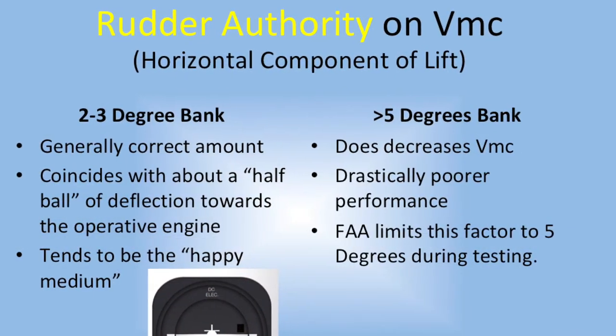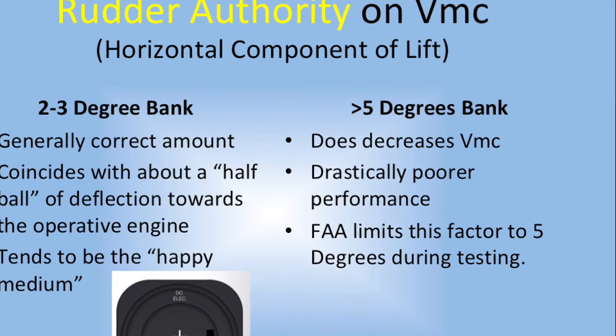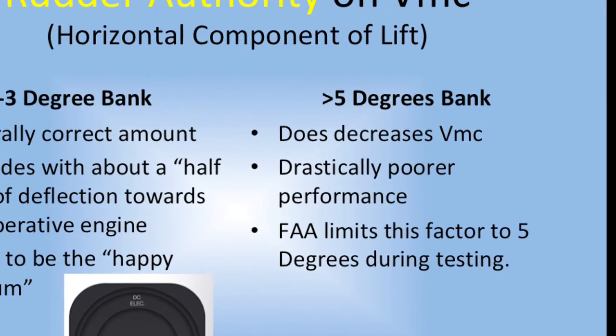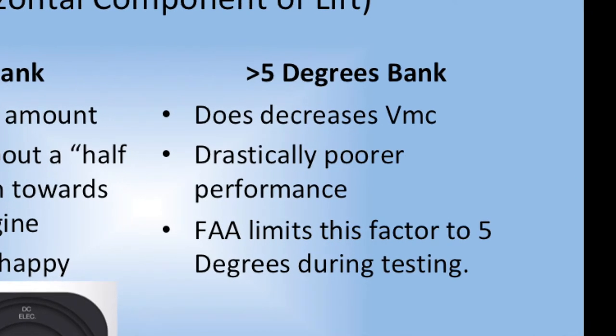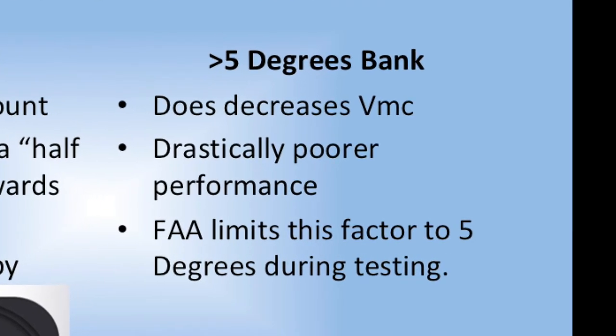If we were to continue to bank towards the operative engine, you would further decrease minimum control speed because of the horizontal component of lift pulling it towards the operative engine. But the FAA limits how much you can bank towards the operating engine to 5 degrees, so that manufacturers don't use maybe 15 or 20 degrees and really lower minimum control speed, which would come with a drastic decrease in performance. So that's why the FAA limits that to 5 degrees.